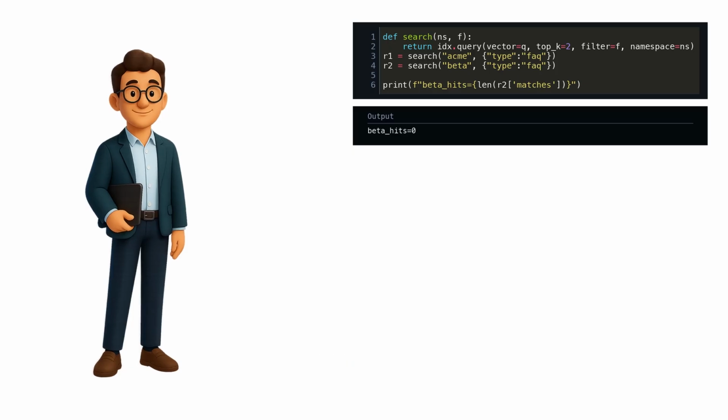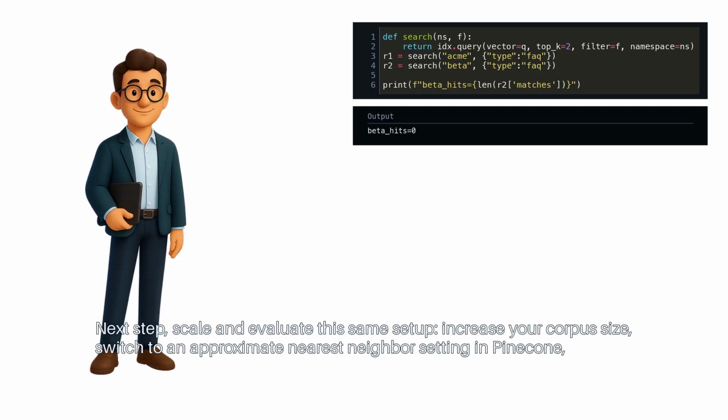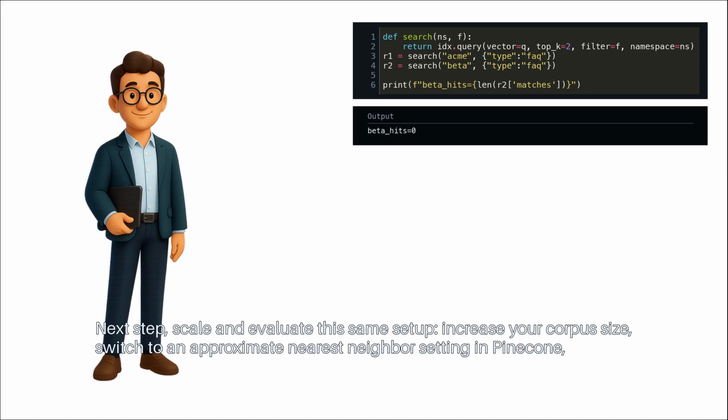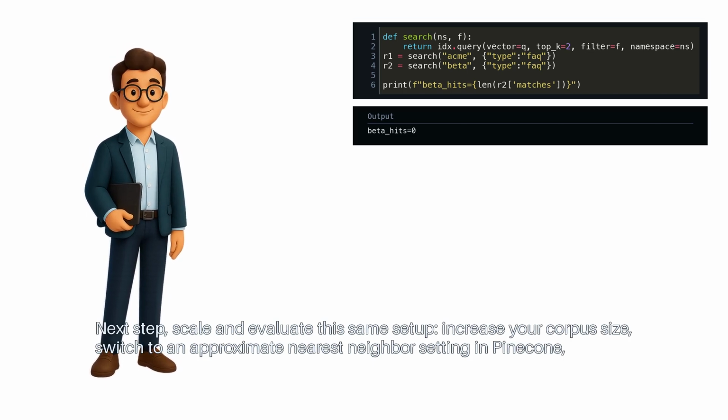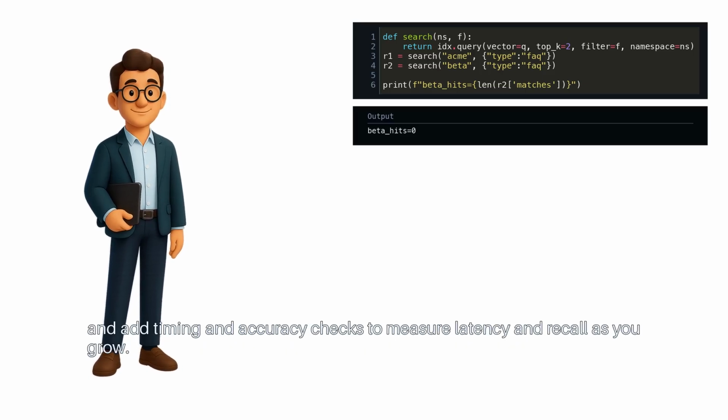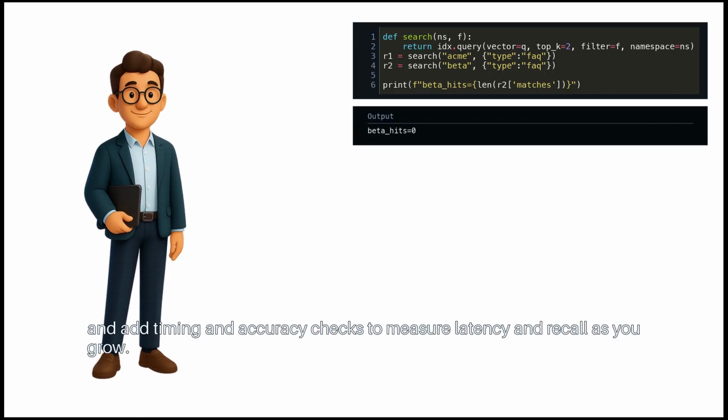Next step: scale and evaluate this same setup. Increase your corpus size, switch to an approximate nearest neighbor setting in Pinecone, and add timing and accuracy checks to measure latency and recall as you grow.